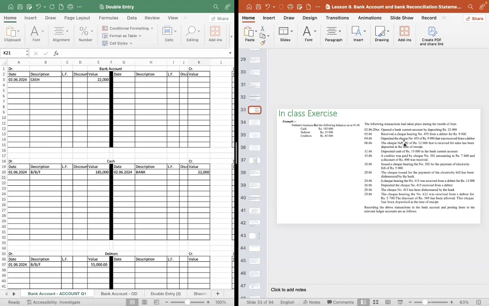So let's do the third transaction. Received a check bearing 455 from the debtor for 9,000.